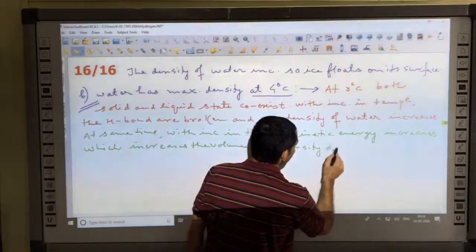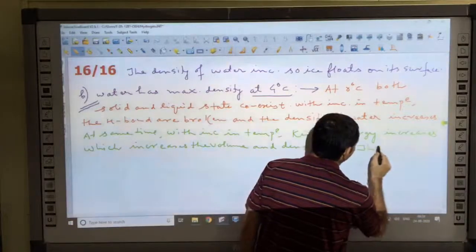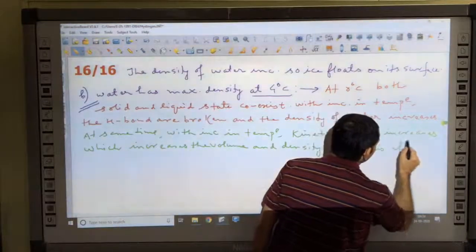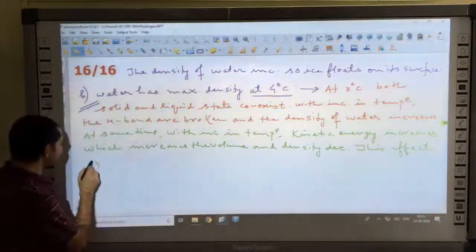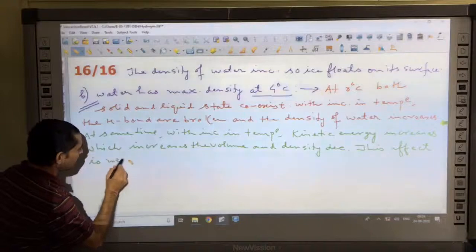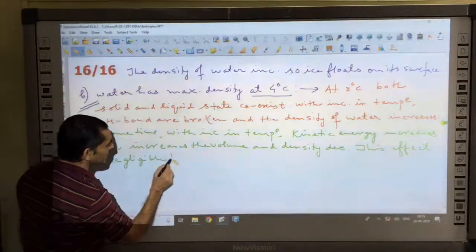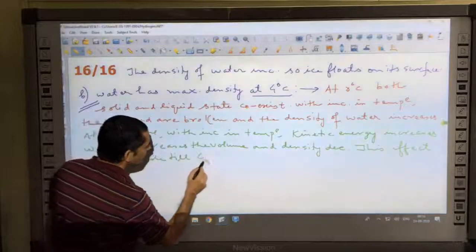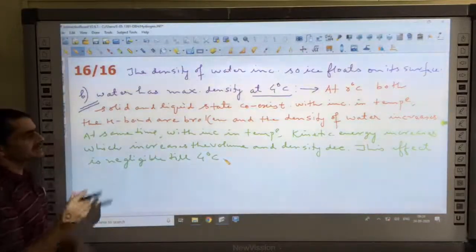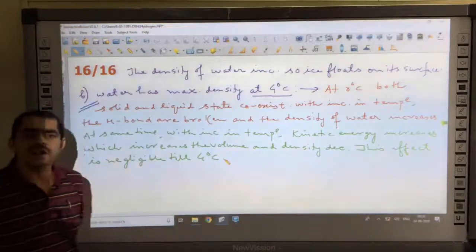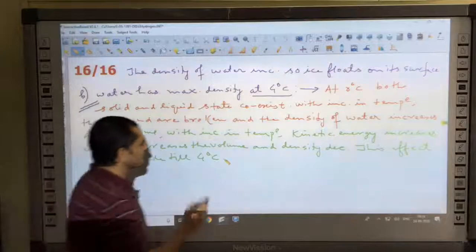And density decreases. Clear? This effect is negligible. Kinetic energy effect is negligible till 4 degrees centigrade. Understood?